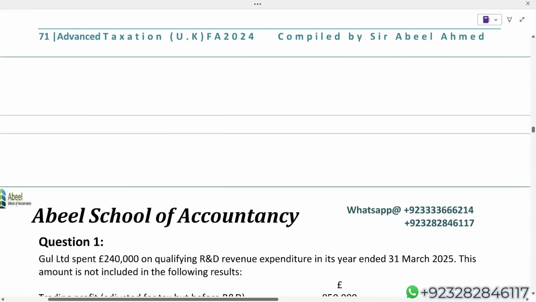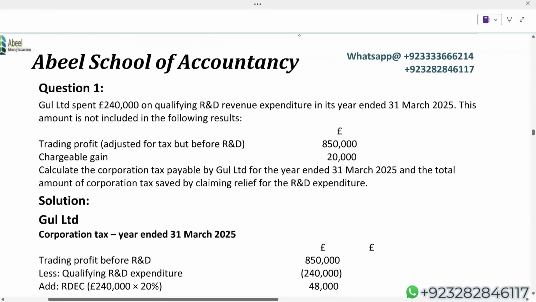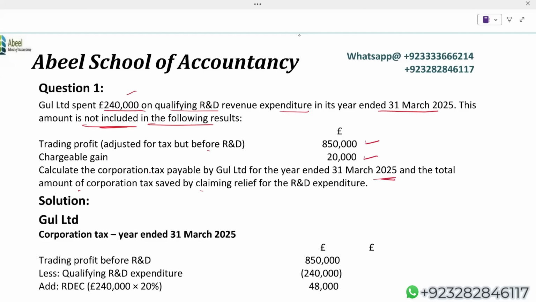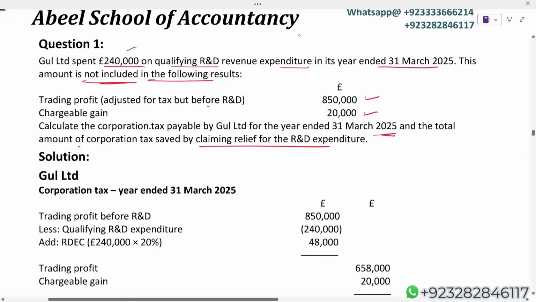R&D rule, let me explain. Look at this. Gull Limited spent 240,000 on qualifying R&D revenue expenditure in the year ended March 25. This amount is not included in the following results; the 240 they have not included. Trading profit adjusted for tax but before R&D is 850. Chargeable gain is 20. Calculate the corporation tax payable by Gull Limited for the year ended March 25 and the total amount of corporation tax saved by claiming R&D expenditure relief.